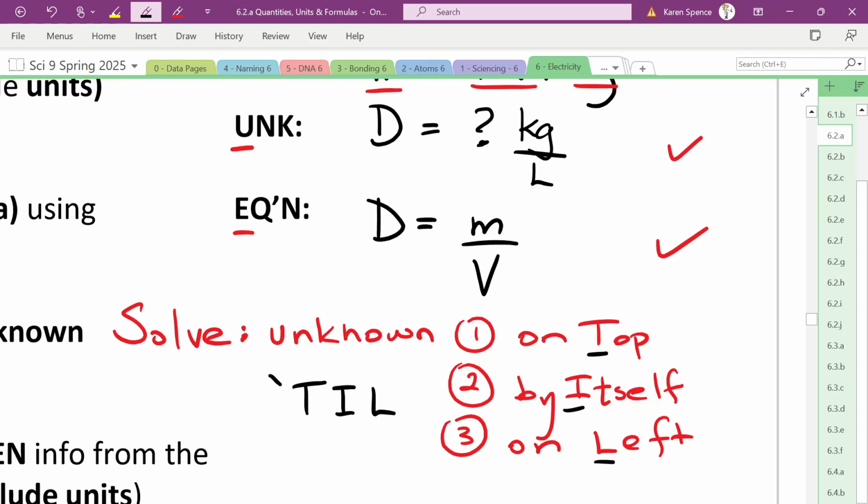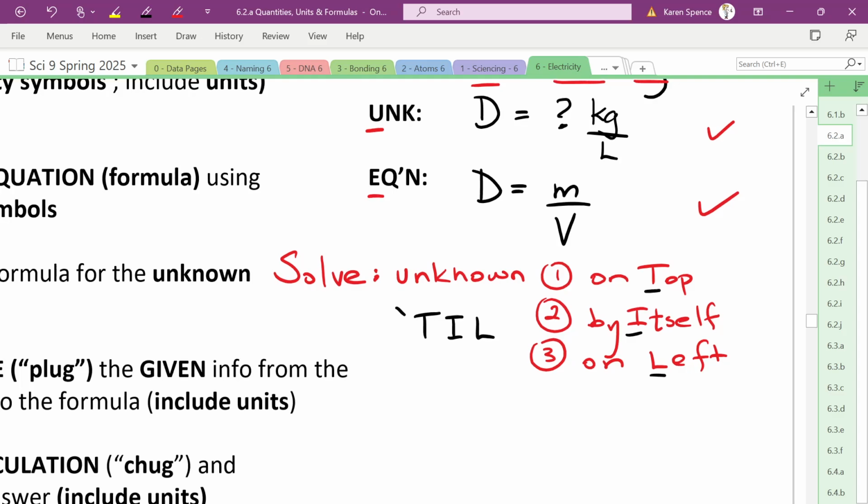And you can use that until you remember it. Okay. Look, you want the unknown on the top by itself and on the left, and that makes TIL.